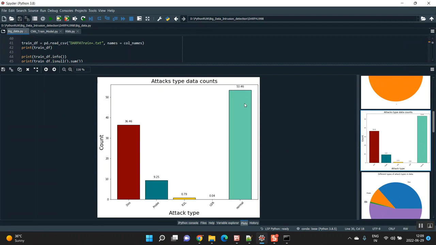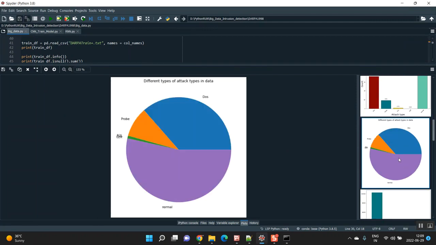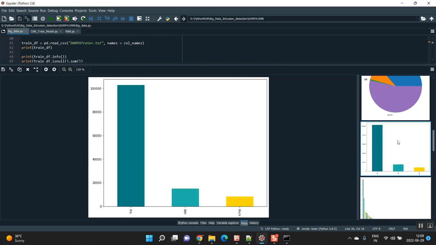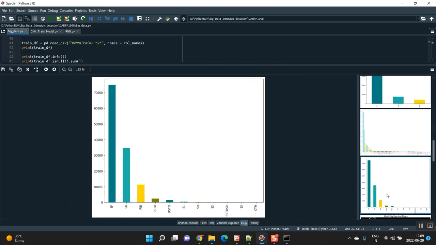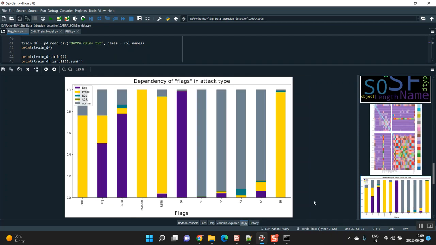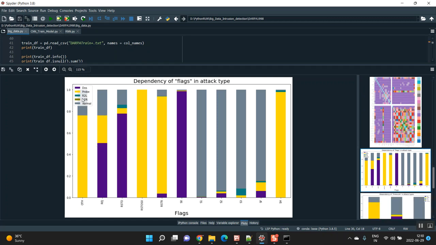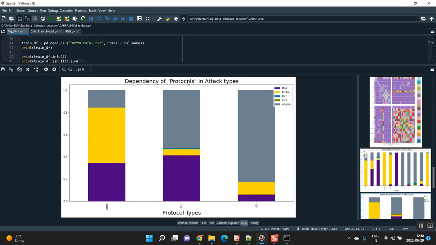First, we are segregating the attack types and counts here. Based on that, we are providing you the graph. You can see here the dependency of the flags in the attack types, which you had informed. For example, the blue color will be DOS attacks. Based on these types of flags, the DOS will be this much percentage, probe will be this much percentage, and also the same based on the protocols in the attack types.